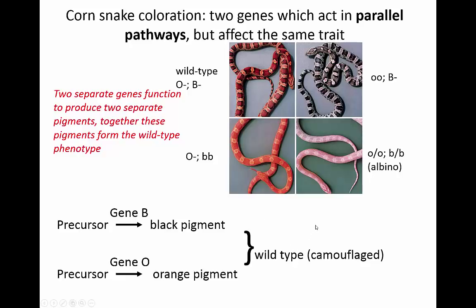So if you have little b, that would block the production of the black pigment. You would be left with only the orange pigment and you would have this orange phenotype. If you had a mutation in the O gene, you would block this particular synthetic step. You can't make orange pigment anymore, and you would still be left with black pigment and you would get this black phenotype. It turns out that if you have a mutation in both of these pathways, you would end up with no pigment at all, and you actually get albino in that case.